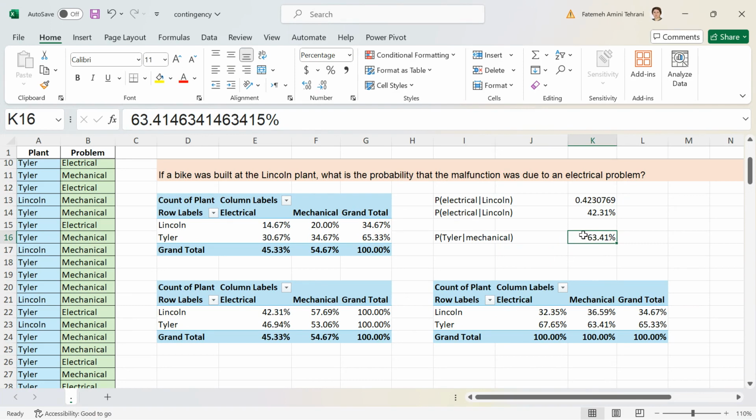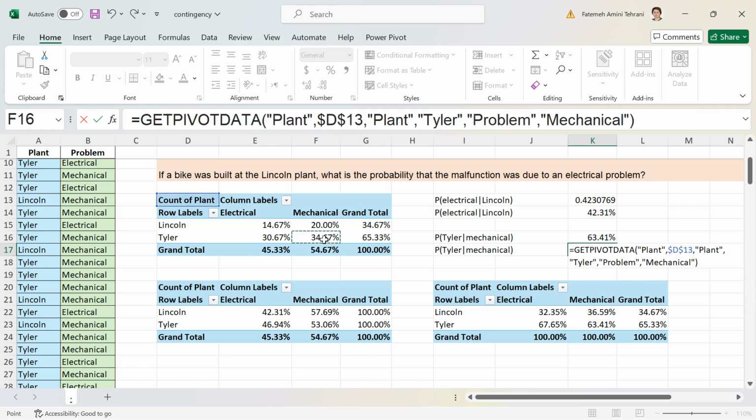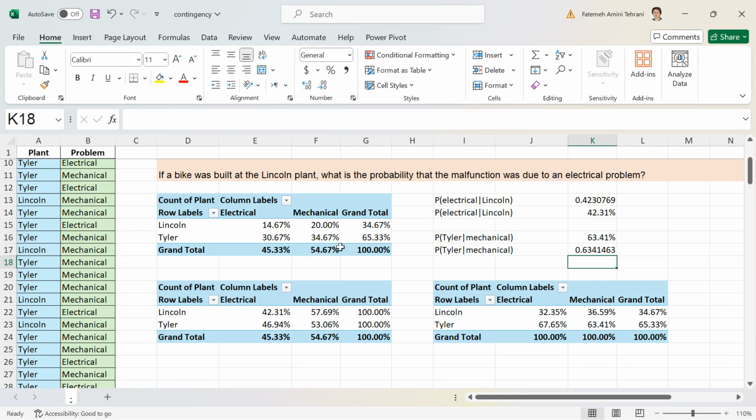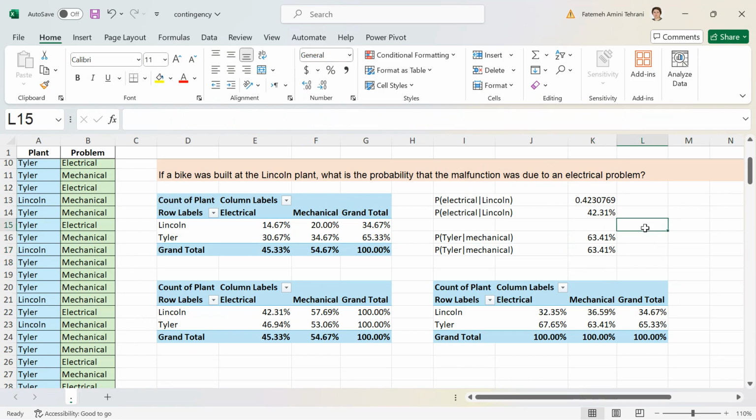Look at it, you can find the same number also by using the joint probability table. So another method, I can find the same number, 63.41%, by using the joint probability table. I just need to divide P of Tyler and mechanical, 34.67%, by P of mechanical, this one, 54.67%, and then enter. Look at it, we get the same number. If you convert this number to a percent with more decimals, you get exactly the same number.